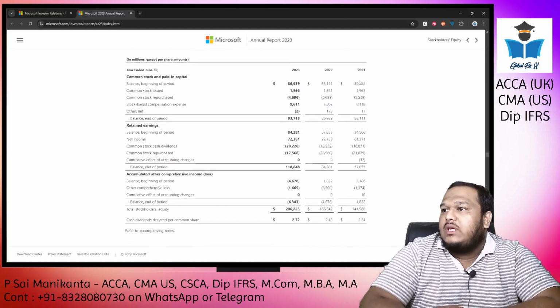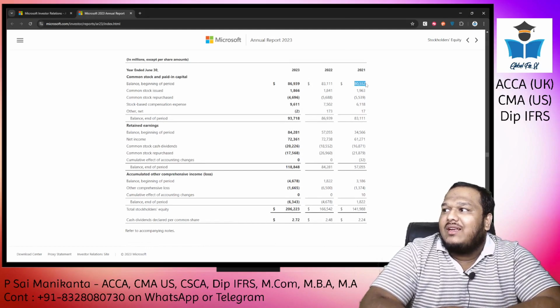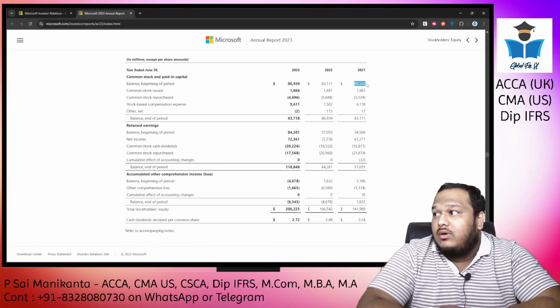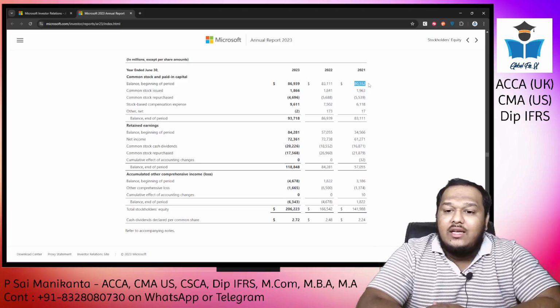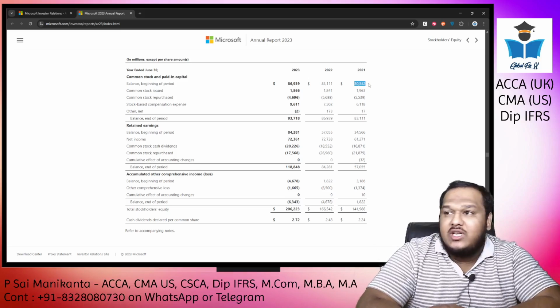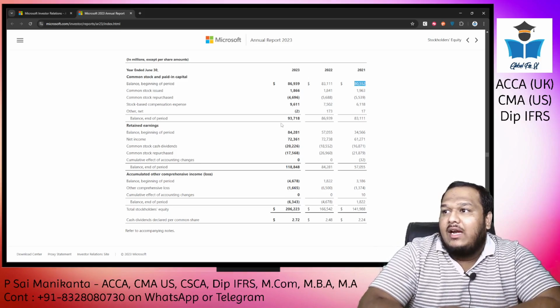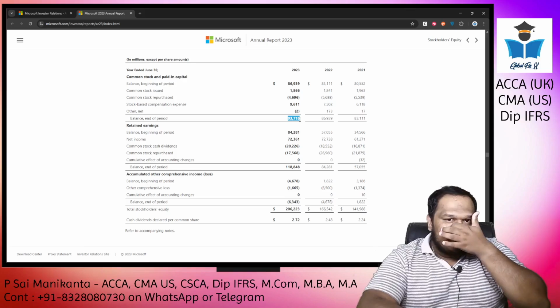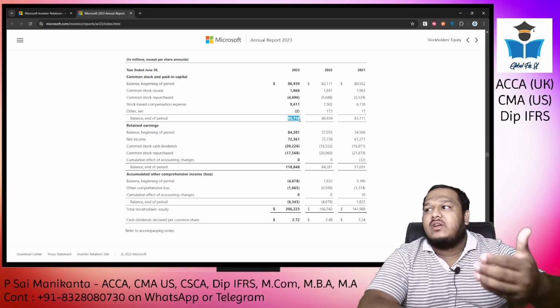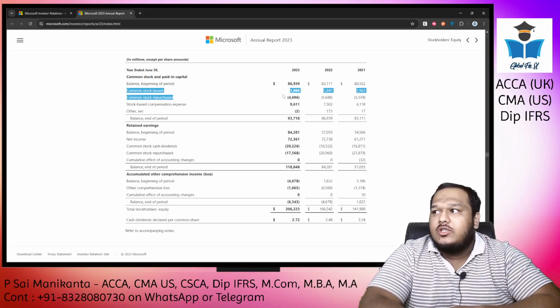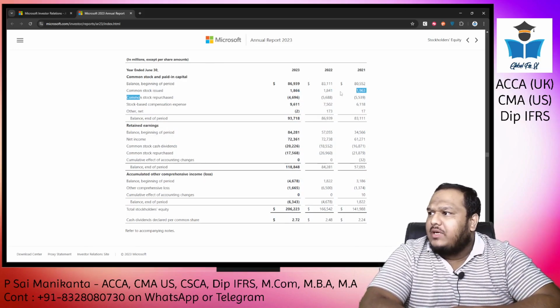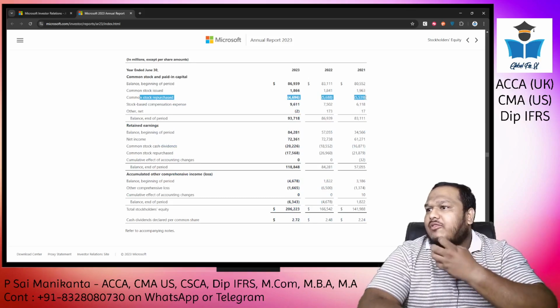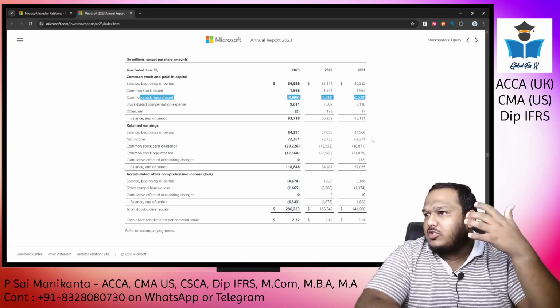So if you see in 2021, there were 80,552 million dollars worth of shares in the company, whereas at the end of 2023 that has grown to 93,718. So more number of shareholders are coming in, and the company is issuing further equity every year. You can see your common stock issued every year. Company is issuing equity, and also they are repurchasing the equity. So they are buying back from some shareholders and issuing that to some other shareholders.